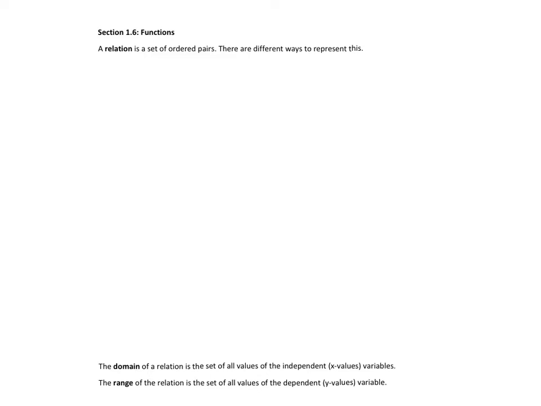Welcome to section 1.6. We're going to be talking about functions. Before we can define what a function is, we have to define what a relation is. A relation is a set of ordered pairs, x, y. And there's different ways to represent this. We can use an equation. So for instance, if we write y equals 3x plus 5, that is a relation between x and y.